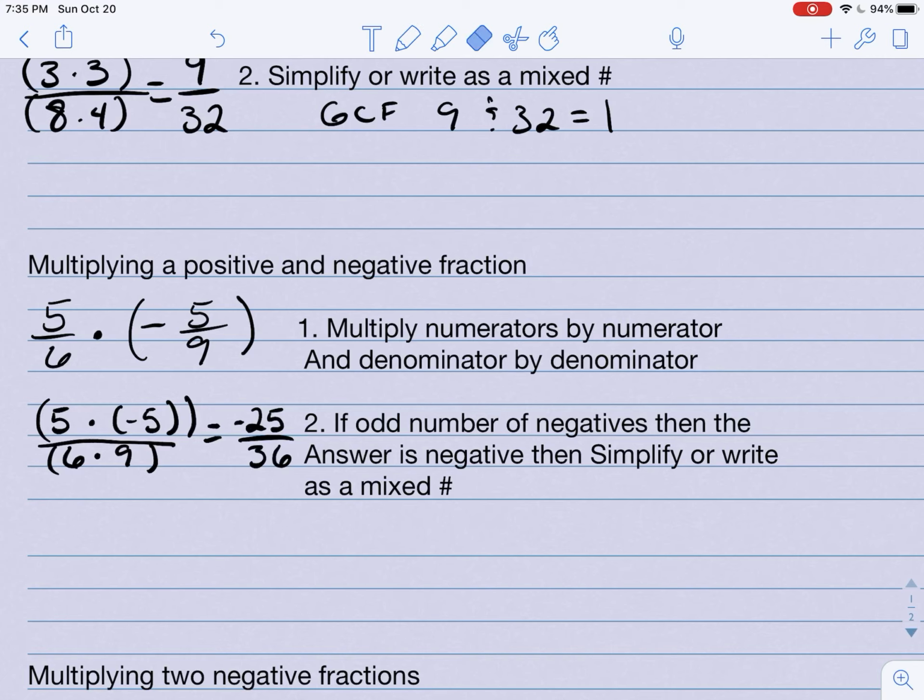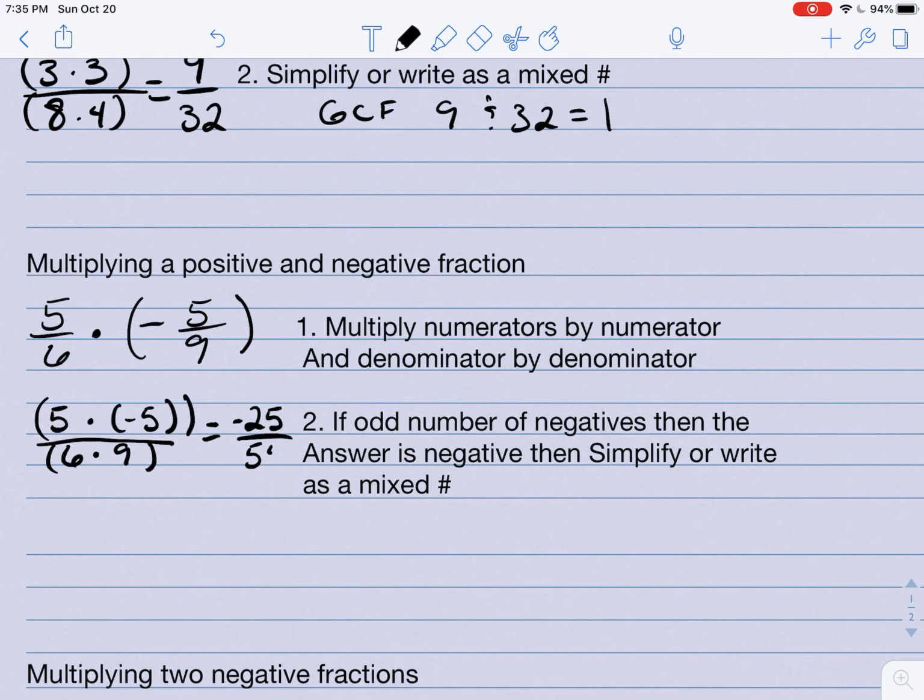And then 6 times 9 is going to give us a 30. Nope, not a 36, 54. 6 times 6 is 36. 6 times 9 is 54. Okay, and so now, once again, the greatest common factor of 25 and 54 is going to be 1. So negative 25/54 is the simplest this fraction can go. And once again, there's an odd number of negatives, so your answer is going to be negative. Odd number being 1.